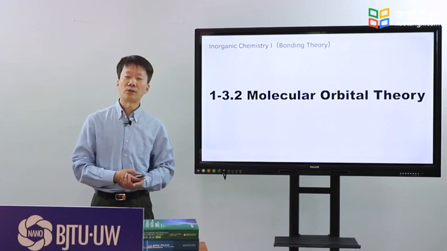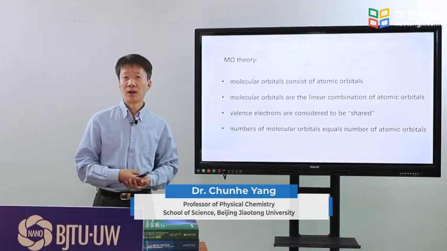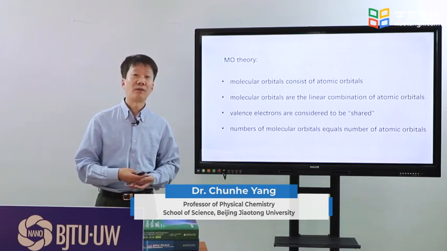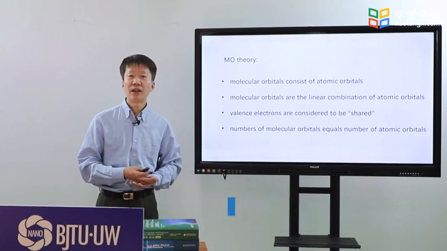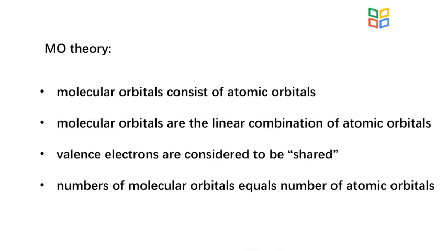Let's talk about the molecular orbital theory. The key points of molecular orbital theory are: molecular orbitals consist of atomic orbitals. Molecular orbitals are the linear combination of atomic orbitals. Valence electrons are considered to be shared by the whole molecule, and the number of molecular orbitals equals the number of atomic orbitals. The theory deals with a single electron interacting with all the other electrons and nuclei in the molecule.